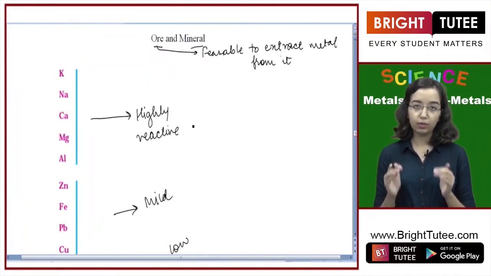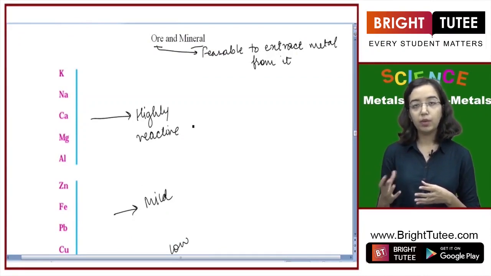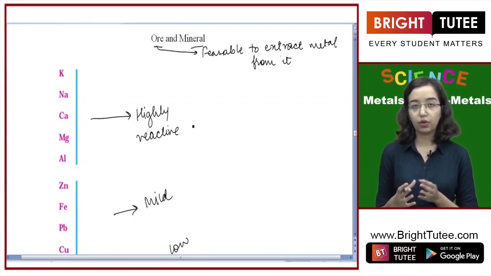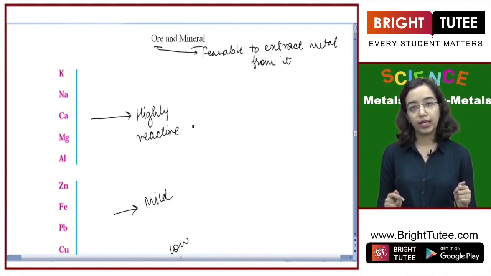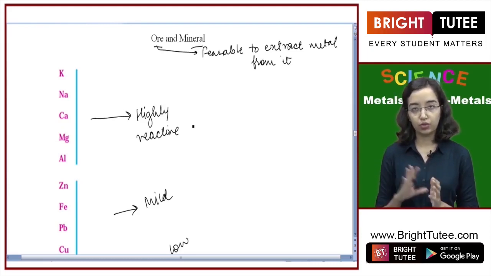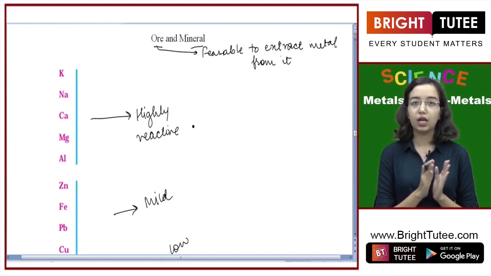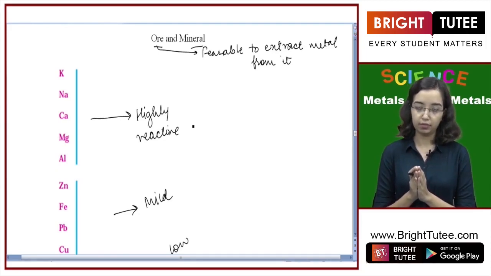So when we arrange them in this fashion, we also know that elements which are more reactive will be more difficult to extract because there will be a different process to extract them. They will be combining with different elements with which the lower reactivity elements will not combine. So that is why for our convenience we have divided this into three parts: how to extract low reactivity metals, how to extract mild reactivity metals, and how to extract highly reactive metals.